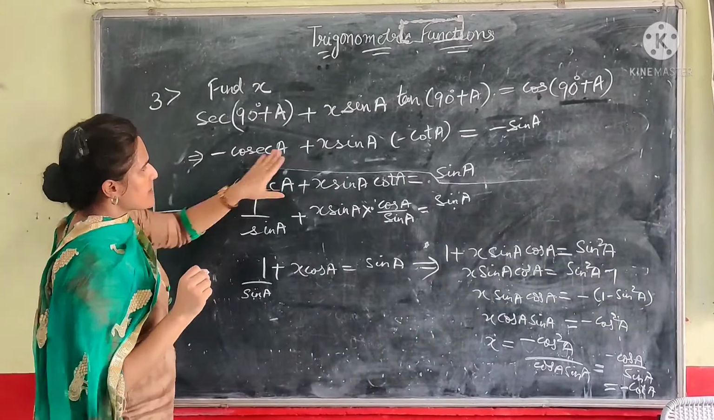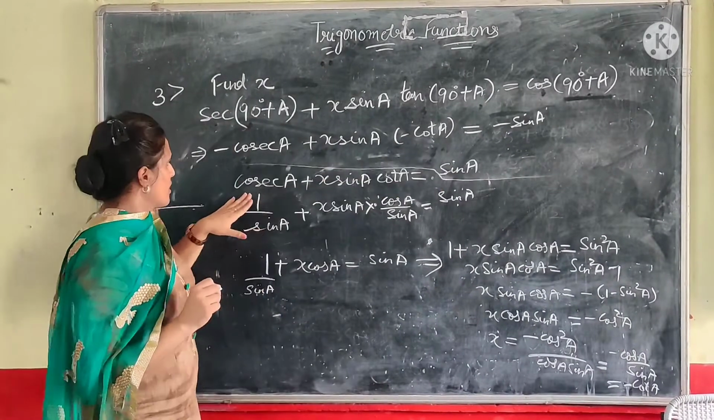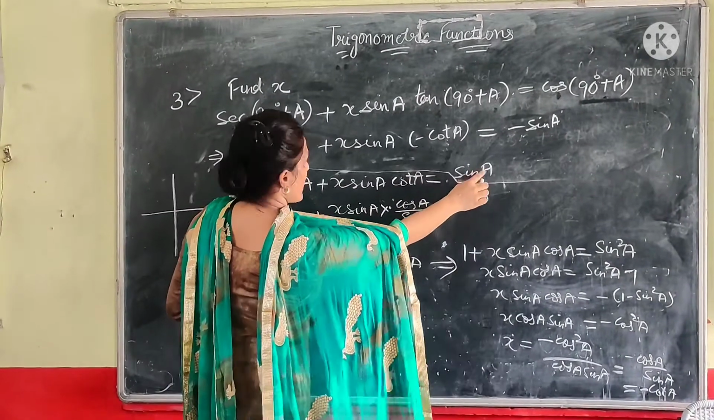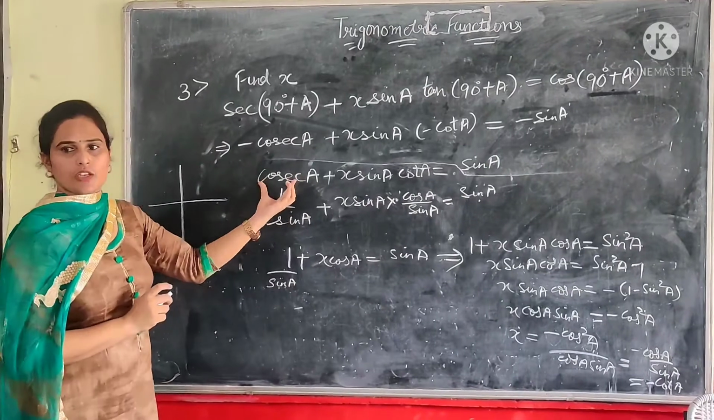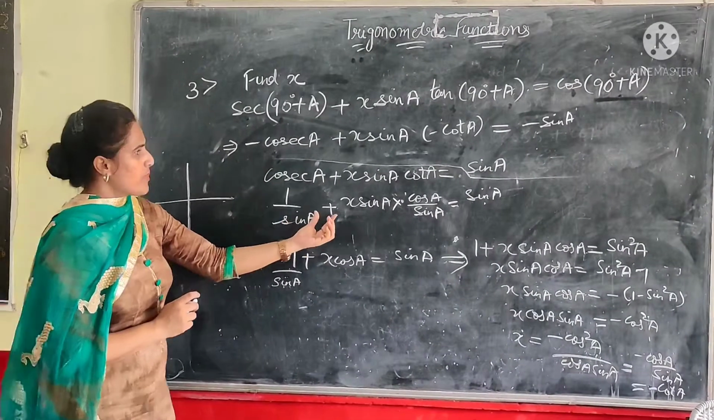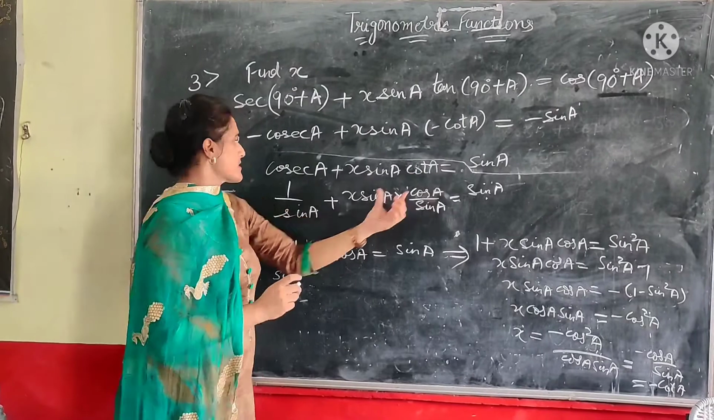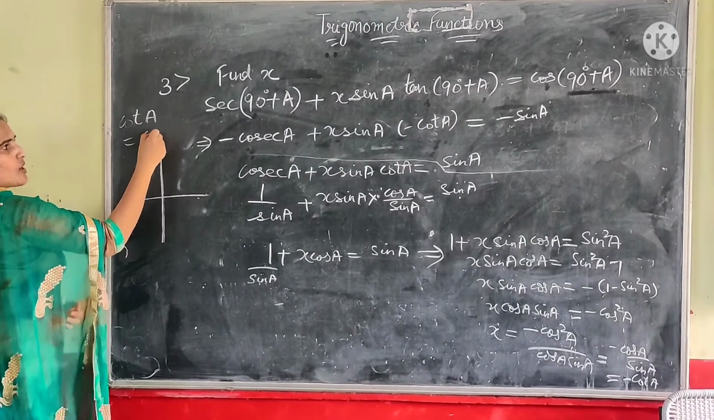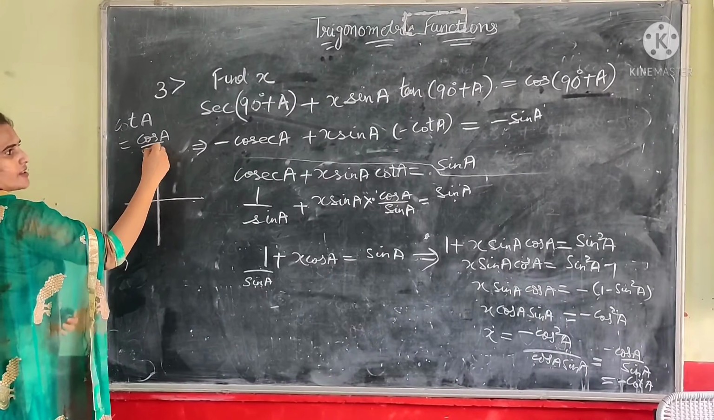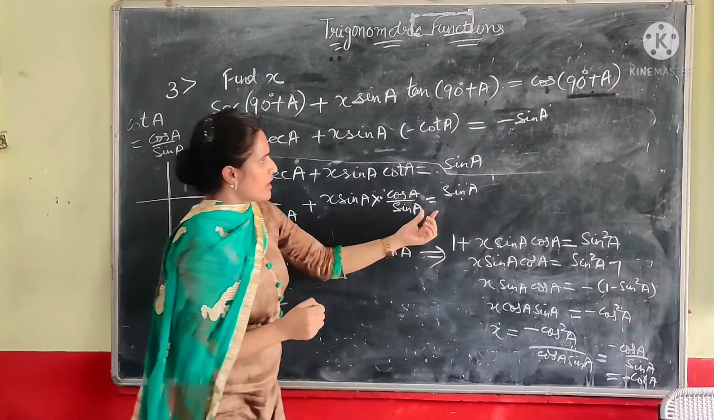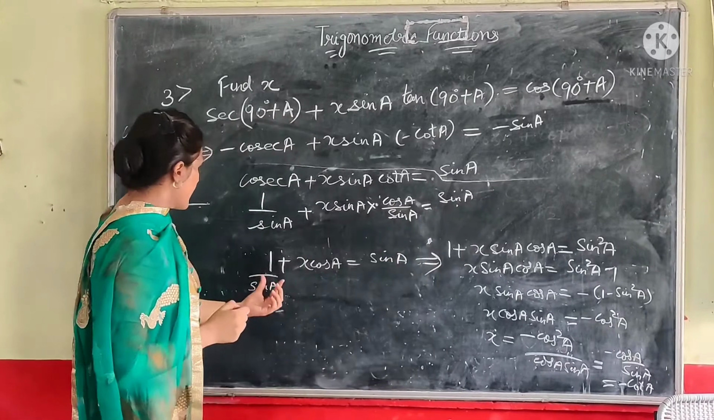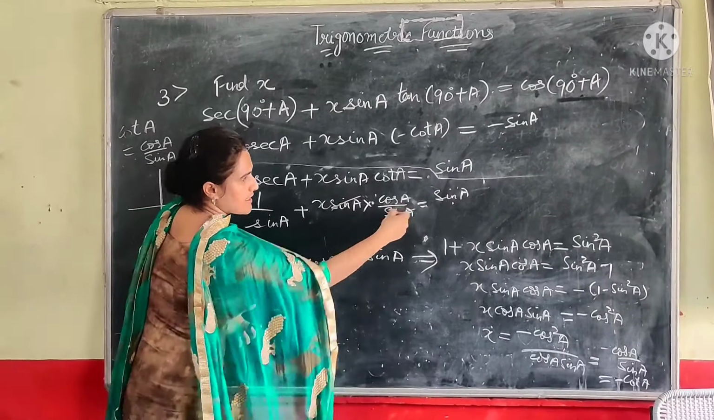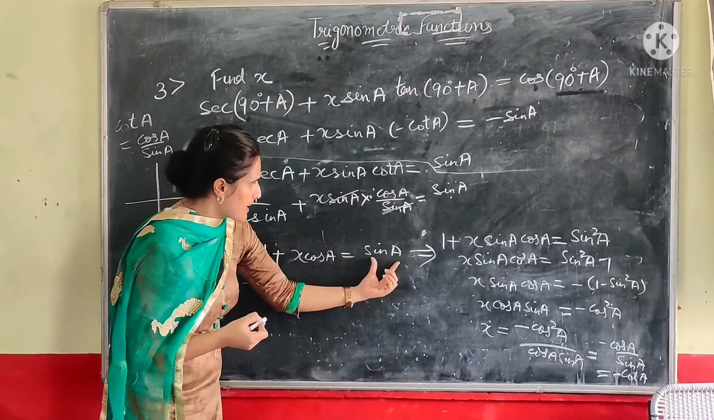Now taking minus common from all, cosecant a plus x sin a cot a is equal to sin a. Now cosecant is equal to 1 over sin, plus x sin a, and cot a is equal to cos a over sin a, is equal to sin of a. Now 1 over sin a plus x cos a, this sin cancels, is equal to sin a.